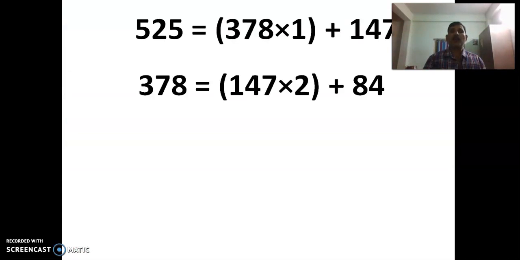Actually 5.25 and 3.78 are in decimals. So to make them integers, first convert them into centimeters, then we get 525 and 378. So 525 is equal to 378 into 1 plus 147. Because the remainder is not 0, we continue with the process as we discussed earlier.